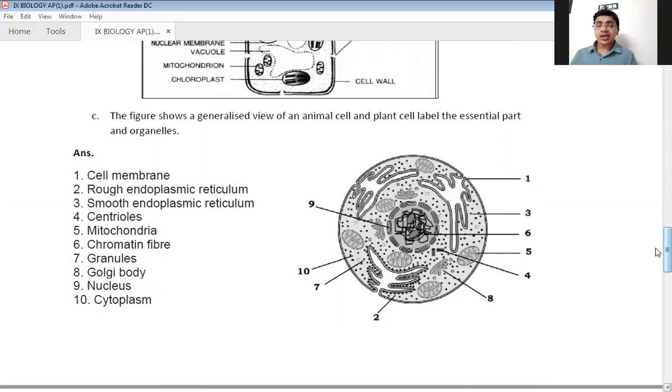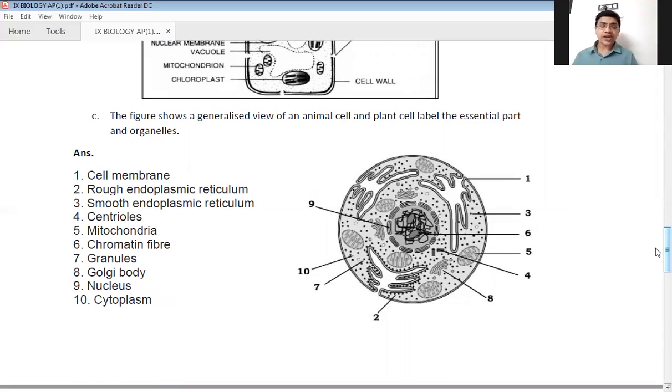The first one is the cell membrane, or you can also write it as plasma membrane. It is the outer covering of this cell, and as you can see, this cell doesn't have a cell wall or a fixed rigid shape, and that is why we can say it is an animal cell. And when we talk about an animal cell, the outermost covering is nothing but the cell membrane or plasma membrane. Okay, now let's go to the next number, and that is number 2.